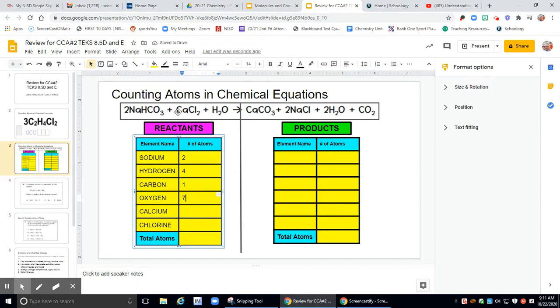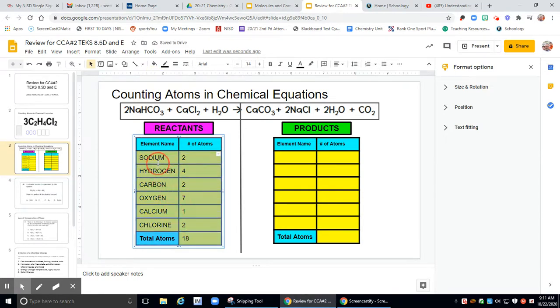For calcium, no coefficient, no subscript. So that's just going to be 1. And then for chlorine, 2 for a subscript, no coefficient, so this would be 2. And so when we add all of these up, you get 6, 7, 14, 15, 16, 17. Oh, I'm sorry, I forgot, my bad. This carbon should be 2. I forgot about the coefficient. So the total number of atoms should be 18.